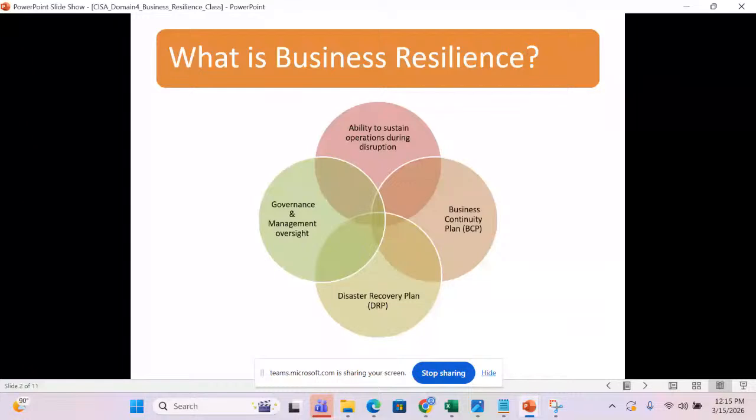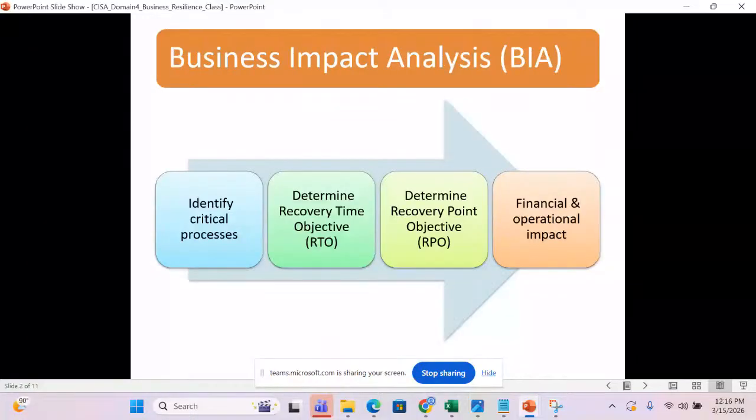Okay, so that's what we are saying: you don't just jump into saying, oh, I want to build a resilient mode for my organization. What are those things that you need to ensure that you put in place? First of it is the business impact analysis. So when we talk about business impact analysis, what does it say?